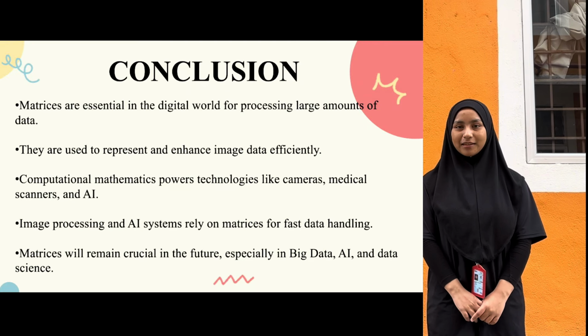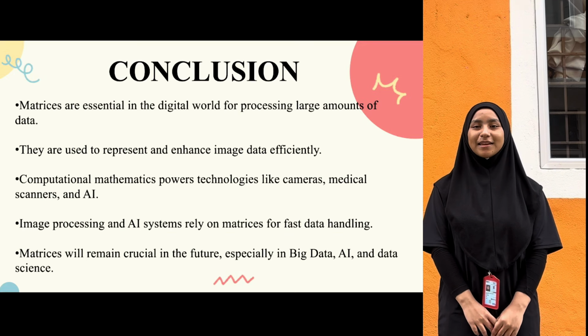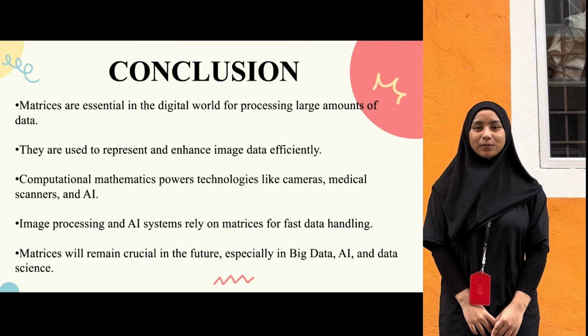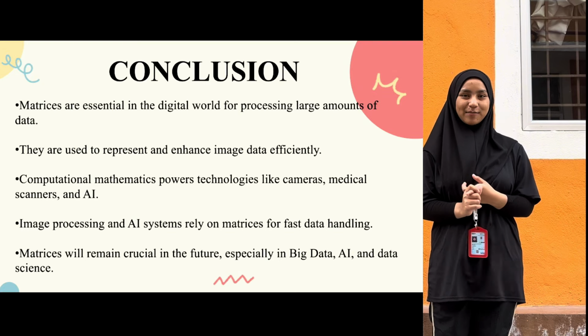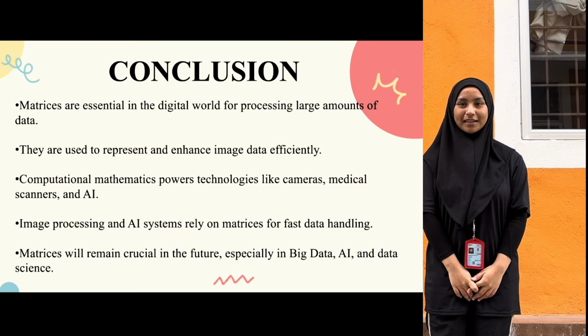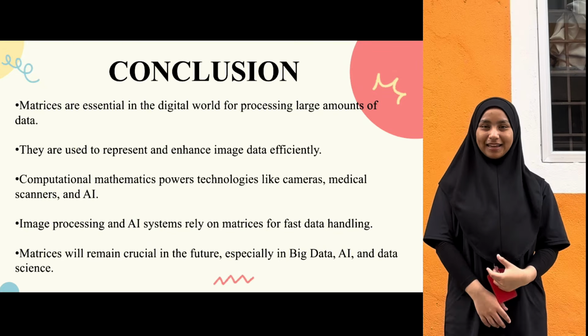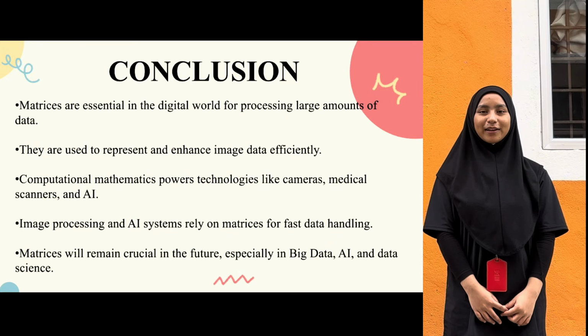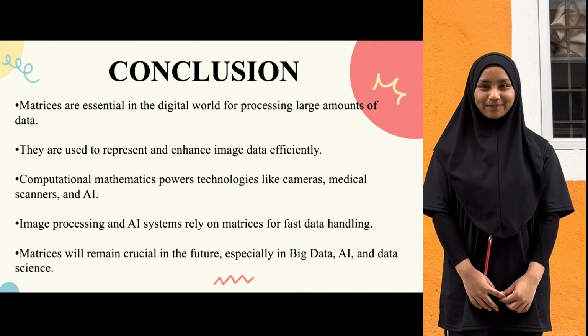In conclusion, matrices play a big role in the digital world as they provide an efficient and accurate way to process large amounts of data. In this project, matrices are used to represent and manipulate image data, enabling images to be enhanced, analyzed and improved effectively. Computational mathematics acts as the engine behind modern technologies such as smartphones, cameras, medical imaging systems, and artificial intelligence. As we move further into big data and AI, matrix computation will remain essential in transforming raw data into meaningful information. Therefore, matrices will continue to have a significant impact on current and future technology advancement.